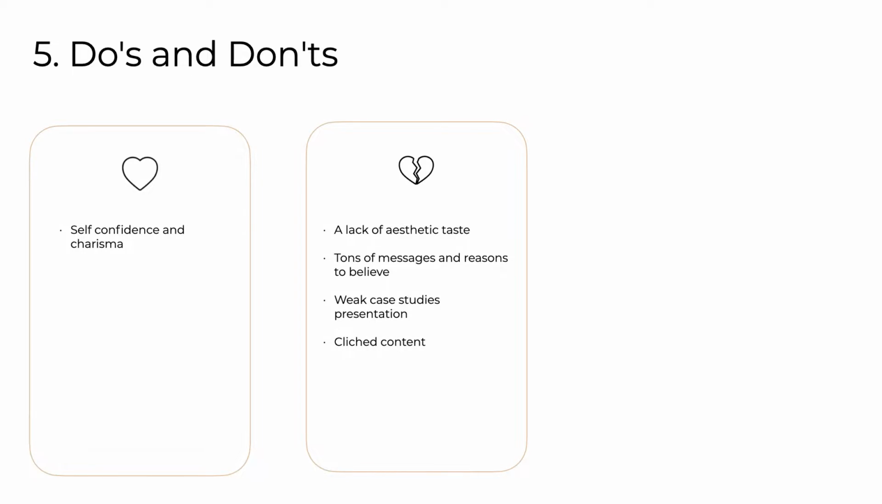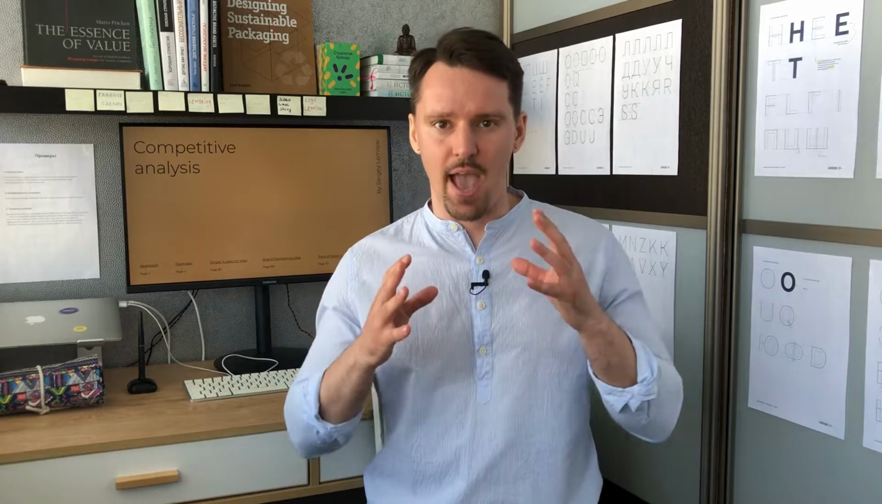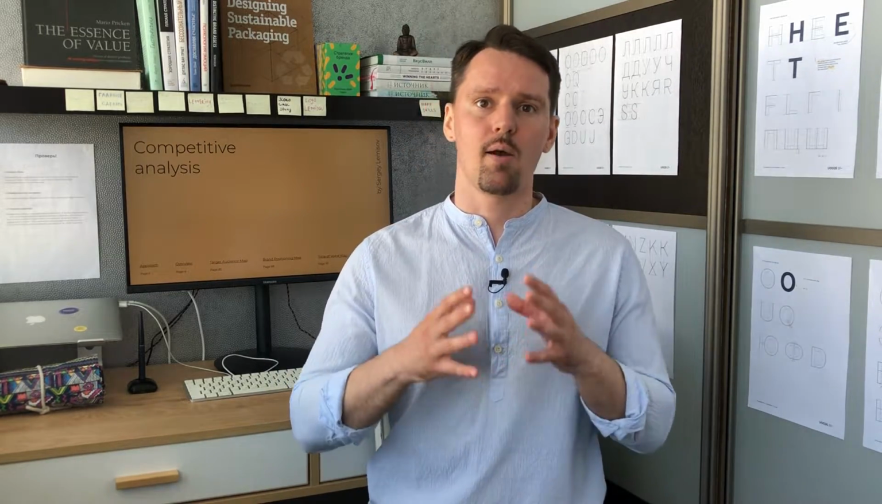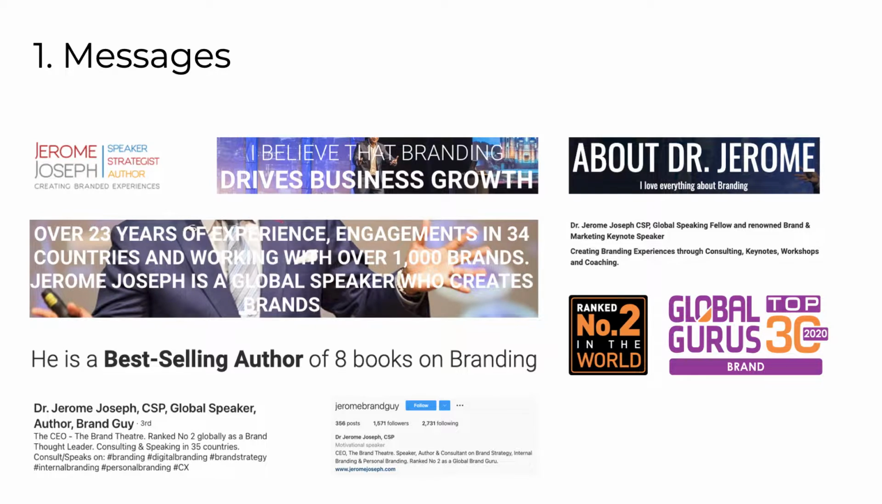So what am I taking away from his brand? Self-confidence and charisma. And what I don't like is his aesthetic taste. Aesthetics are very important for me, so I want to make myself a cool visual identity. And I'm also embarrassed by tons of messages and benefits, and I think it's too much. Moreover, most of his benefits are cliches, like number of years on the market, number of people trained by them, etc, etc. I also didn't like the short description of cases on his website and the cliched content on social media. So the next person is Jacob Cass.